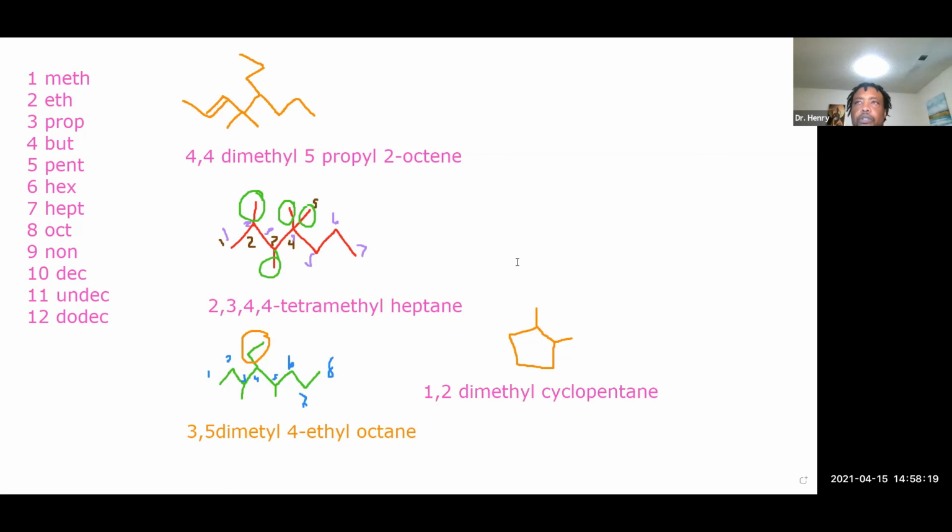Okay. So if it's a ring structure, that means it gets cyclo in front of it, and then the number of carbons that are in that ring structure. And then if there's something coming off the ring structure, you say where it's located. And you number it, it's pretty much random, right? You start it on the functional group that has the most importance. In this case, they're both the same. So I can start it here, say that's 1, 2. 1, 2, 3, 4, and 5.